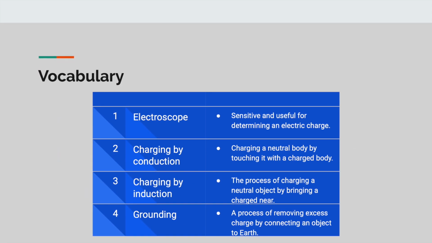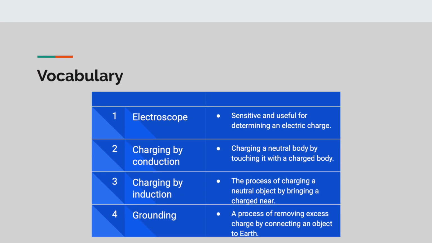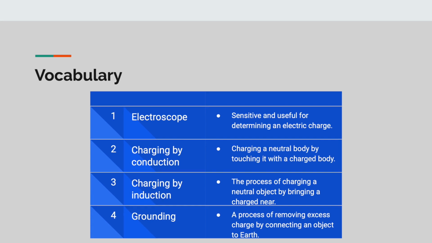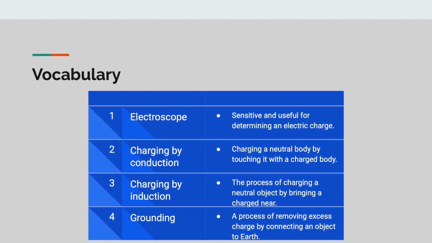Electroscope is sensitive and useful for determining an electric charge.